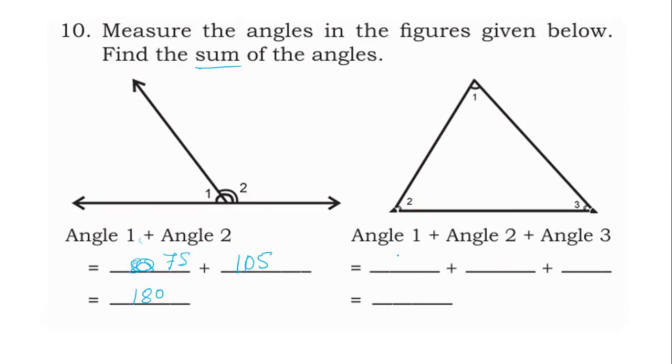Angle 1 is 60 degrees. Angle 2 is 60 degrees. Angle 3 is 60 degrees. Total measure 180 degrees.